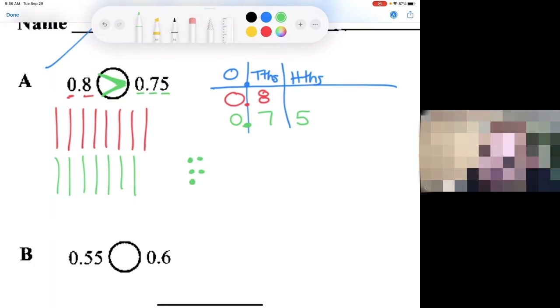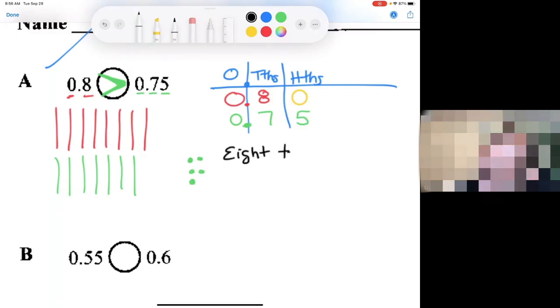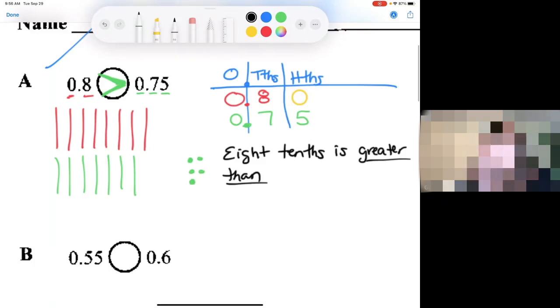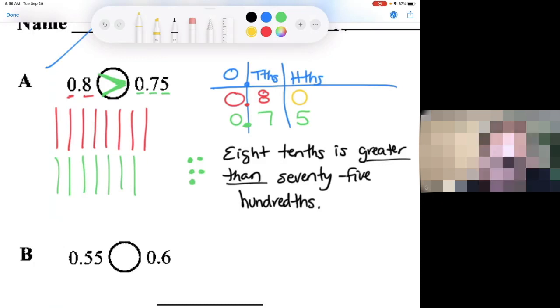And yes, I agree. We can say that this guy, we can put a 0 here. It's okay, we can put a 0 there. So it's kind of like 0.80 versus 0.75. Yeah, the 80 is bigger than 75. So let's write it. Okay, 8 tenths is greater than 75 hundredths.